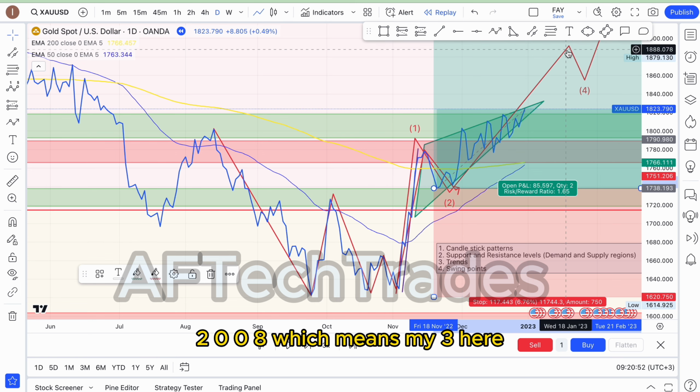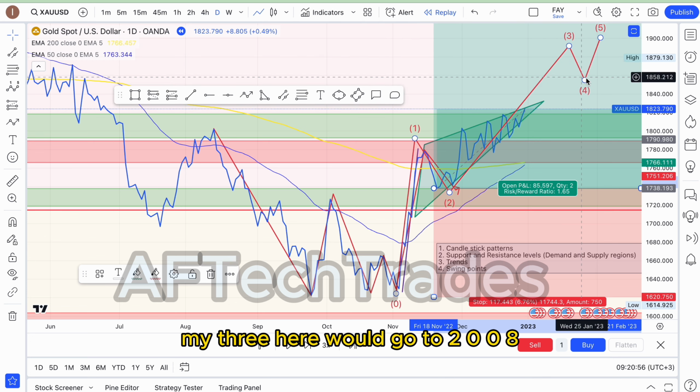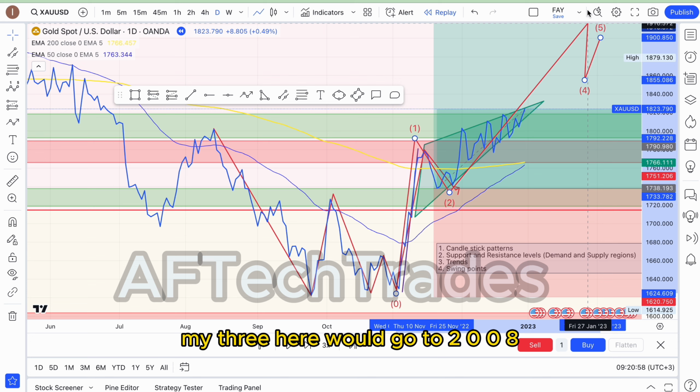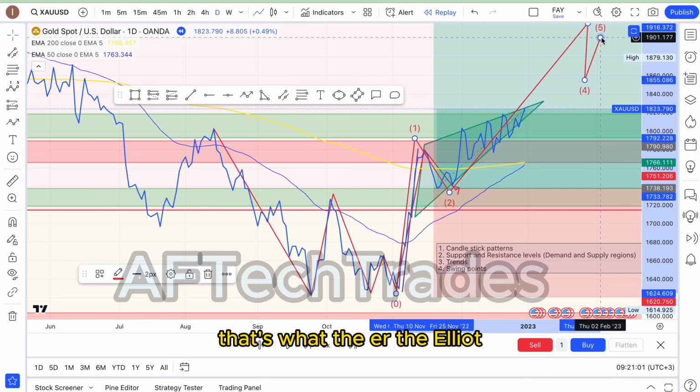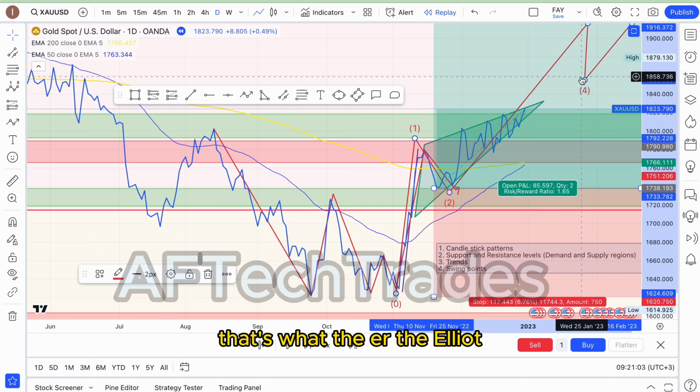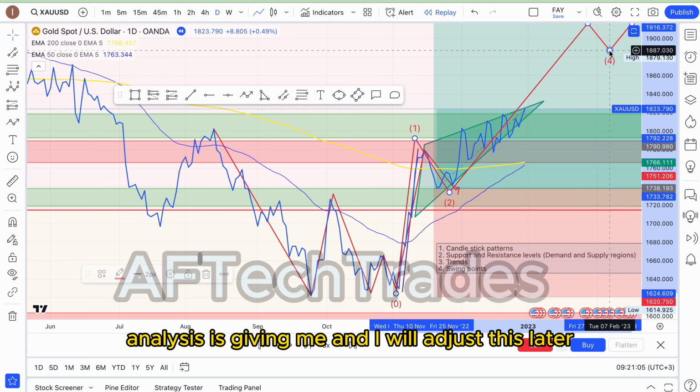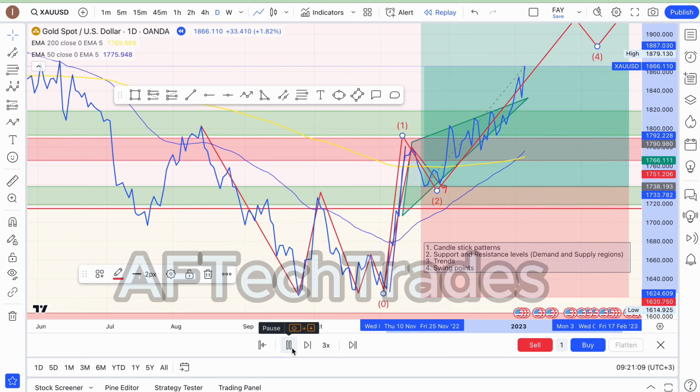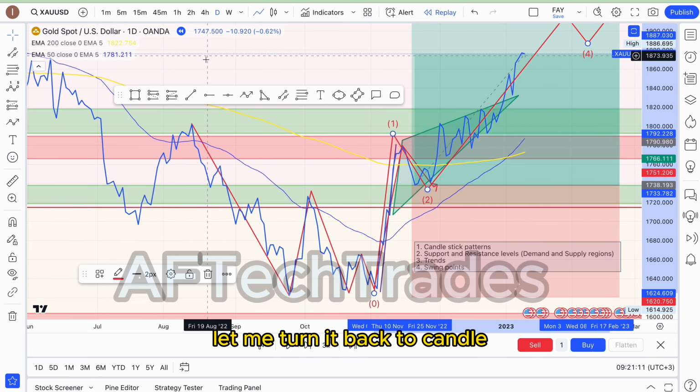Okay, 2008, which means my 3 here would go to 2008. That's what the Elliott analysis is giving me, and I will adjust this later. Let's continue. Sorry, pause. Let me turn it back to candle.